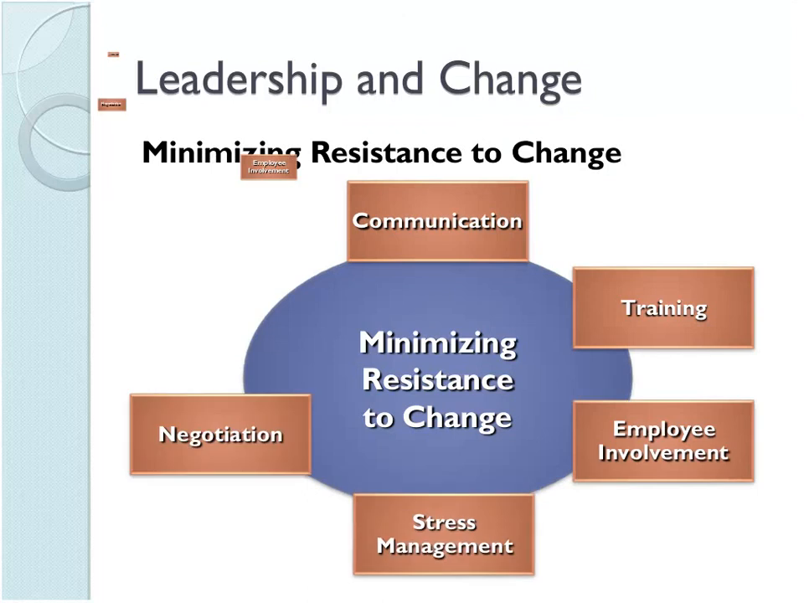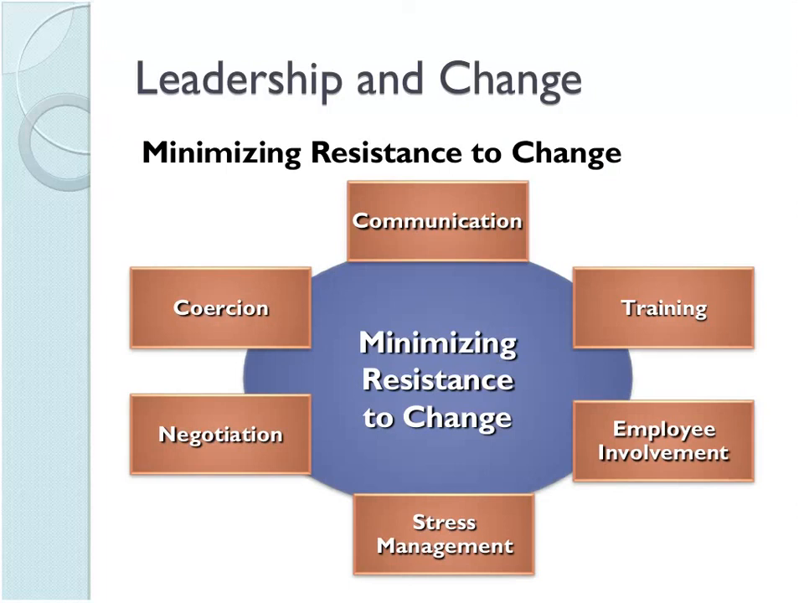So what can we do to minimize the resistance to changes? The first is communication. We have to talk to people about why we need this change in the organization. Another one is training. We have to support employees and provide learning and training programs. Another one, employee involvement, which means all employees must be involved in the change process. They must know why the change is actually happening in the organizations and what the main objectives of the changes are.